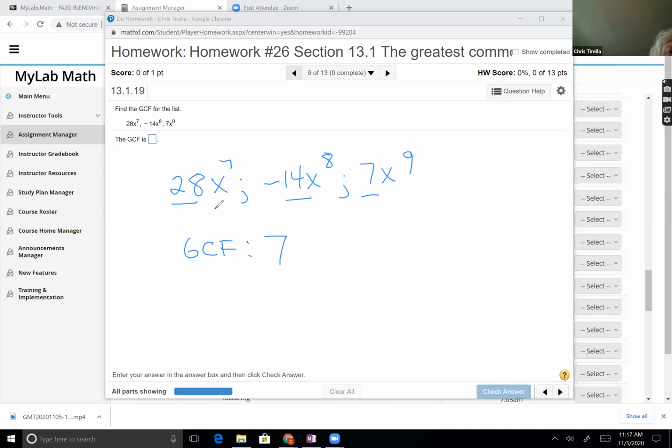Now, they all have variables. They all have an x. And you remember for the common factor, we're going to use the lowest exponent on that variable. So the lowest exponent on x is 7. So my greatest common factor will be 7x to the 7th.